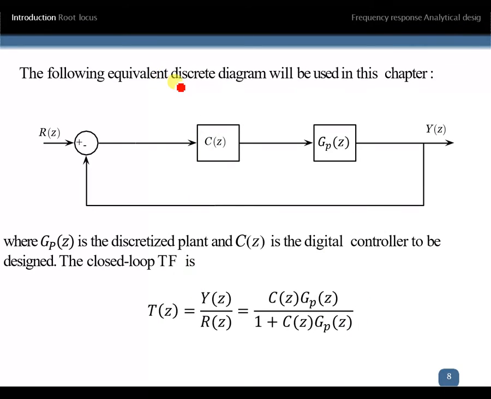The following equivalent discrete diagram will be used in this chapter. That means you have C(z) and G_P(z), where G_P(z) includes the holder and G(s). Then the closed-loop transfer function of my system becomes C(z)G(z) over 1 plus C(z)G(z) when you have negative feedback.